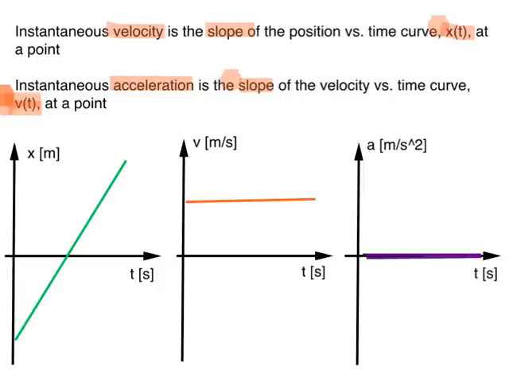So this is the basic idea of velocity as the slope of position and acceleration as the slope of velocity. This concludes this topic on instantaneous versus average acceleration and graphical interpretations of acceleration.